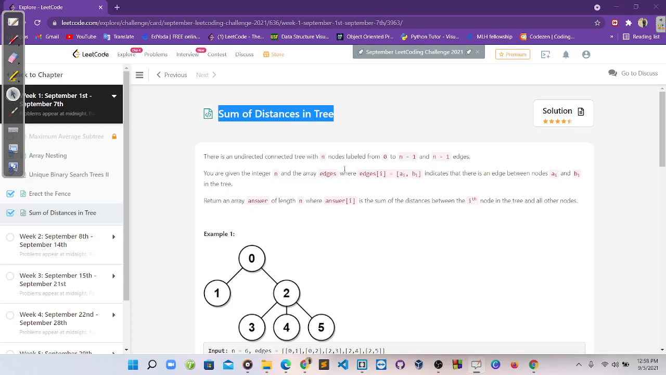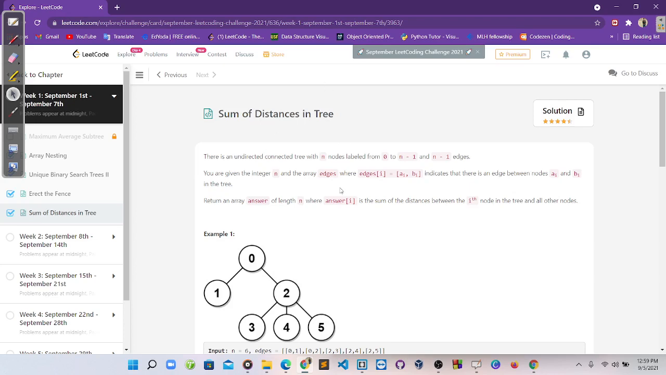Hello friends, so I am here with a new video with a new problem of LeetCode, which is sum of distances in tree. So that is a very interesting problem. We are trying to understand and see how we can solve this problem. Again, this problem we solve with logic, with intuition, like how the problem says and how we can solve it.